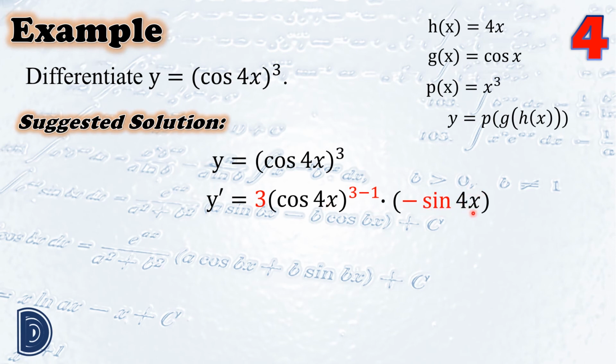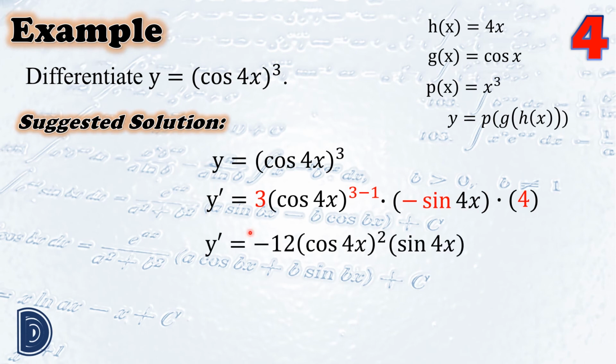4x is another inner function, so we get the derivative of 4x and multiply by this. So we have times 4, that is the derivative of 4x. Finally, we have y prime is equal to 4 times 3, that is 12, times negative sine 4x. So we have negative 12 times cosine squared of 4x times sine 4x.